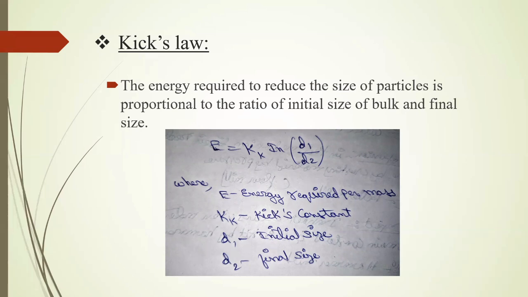For this there is an equation, that is E equals K into ln of D1 divided by D2, where E is the energy required per mass and K is the Kick's constant, and D1 is the initial size and D2 is the final size. And D1, nothing but the initial size, is the bulk size, means before reducing the size. Okay, and D2 is the final size, means after reducing the size of the particle, that size is D2. This is about Kick's law.